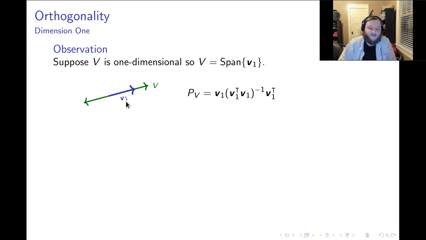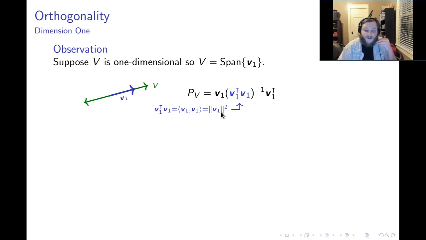What does the projection formula look like? Well, we have our basis vector. It's just one vector. And so we could put that into the column of a matrix with one column, and that's just the vector itself. What happens when we apply the projection formula? We get the projection is V1 times the inverse of V1 transpose times V1, times V1 transpose. But let's remind ourselves, what is V1 transpose times V1? That's the inner product of V1 with itself. And the inner product of any vector with itself is its length squared.